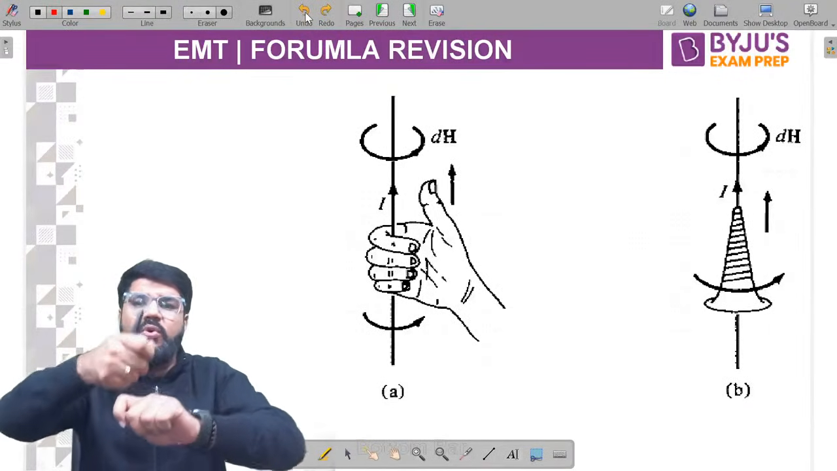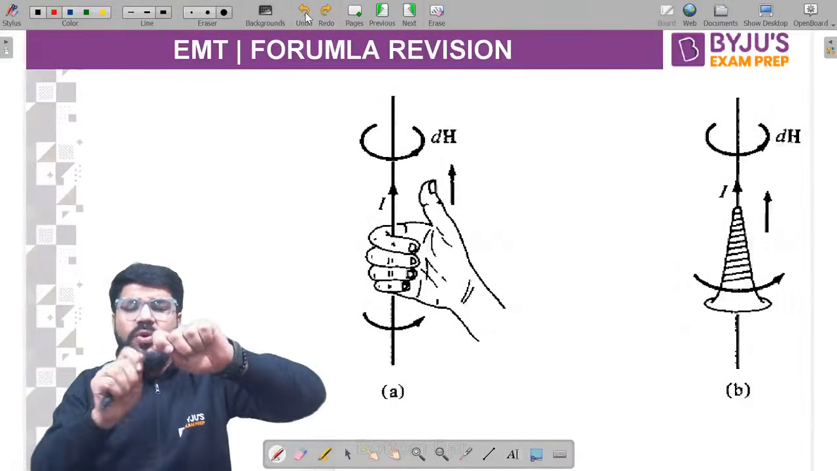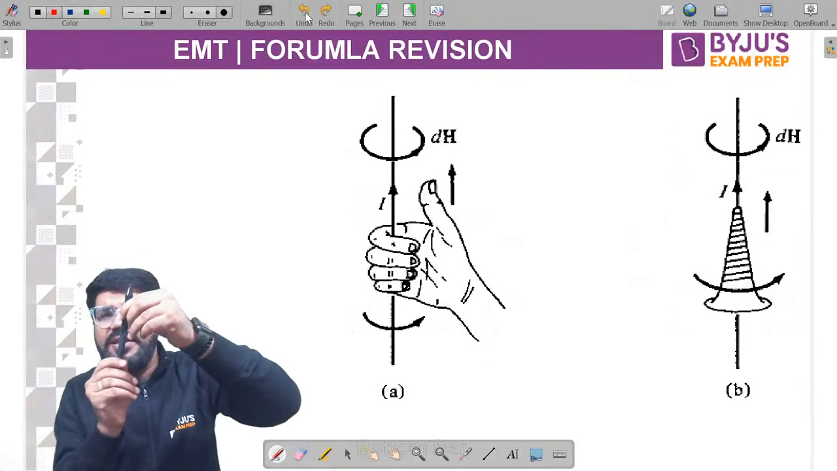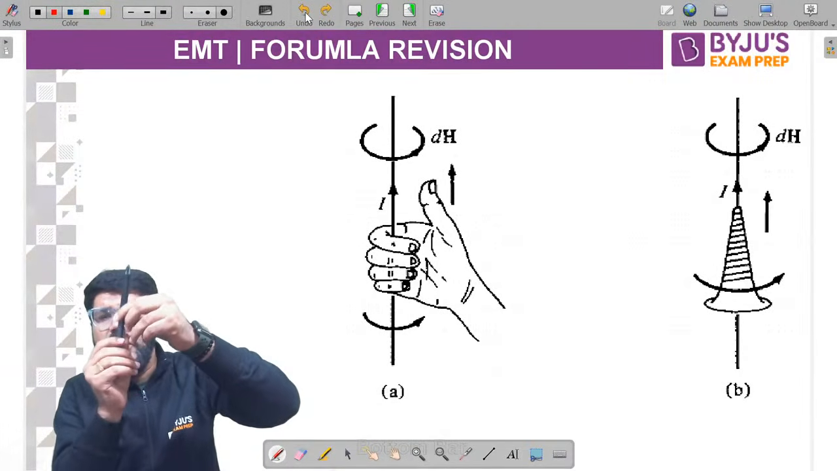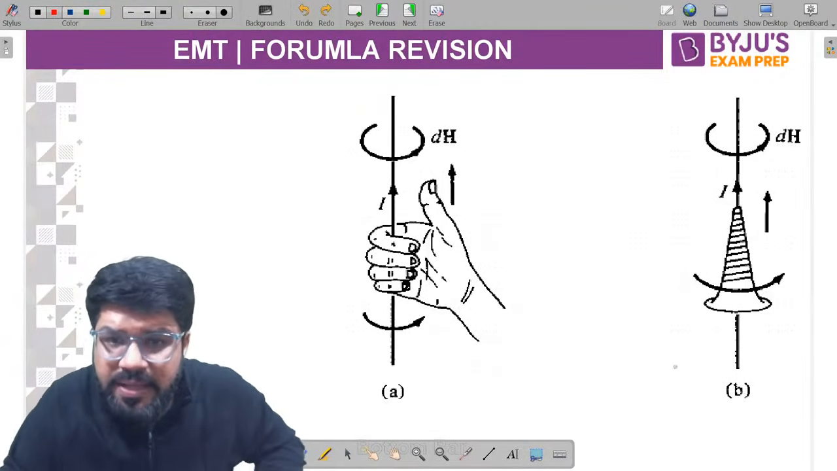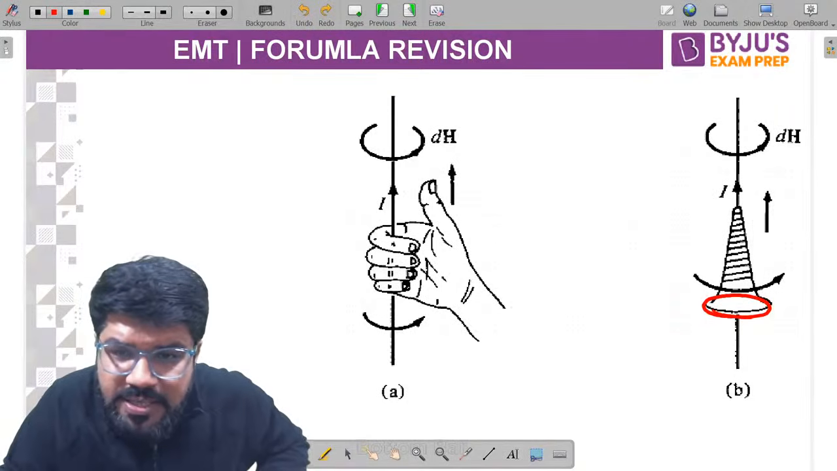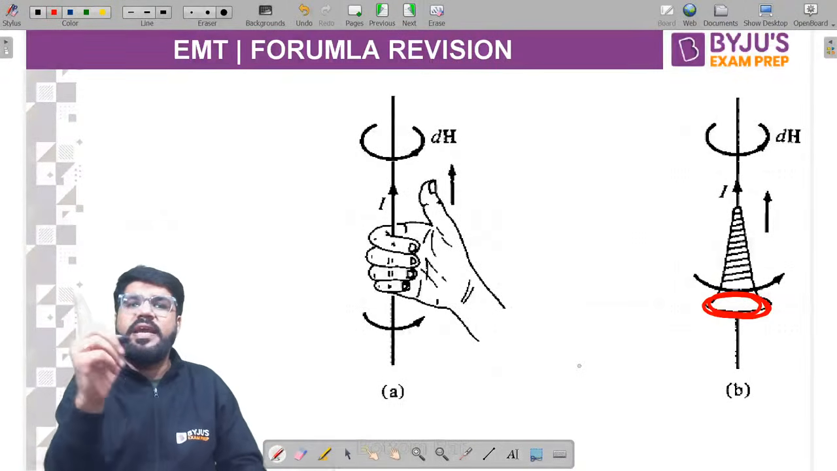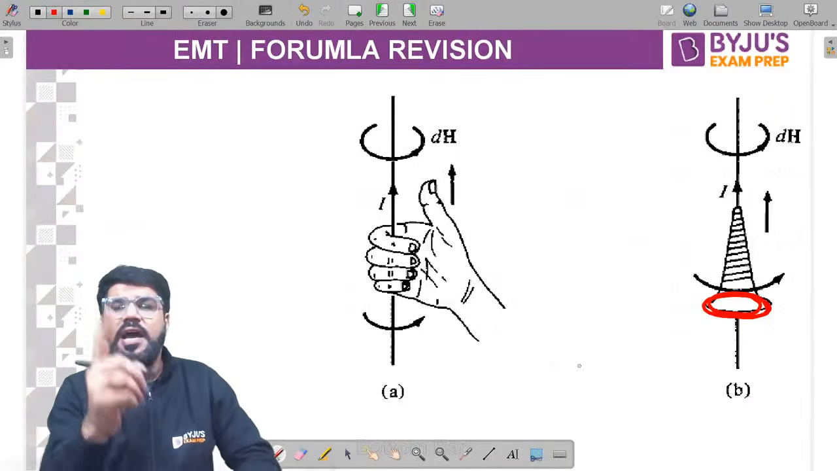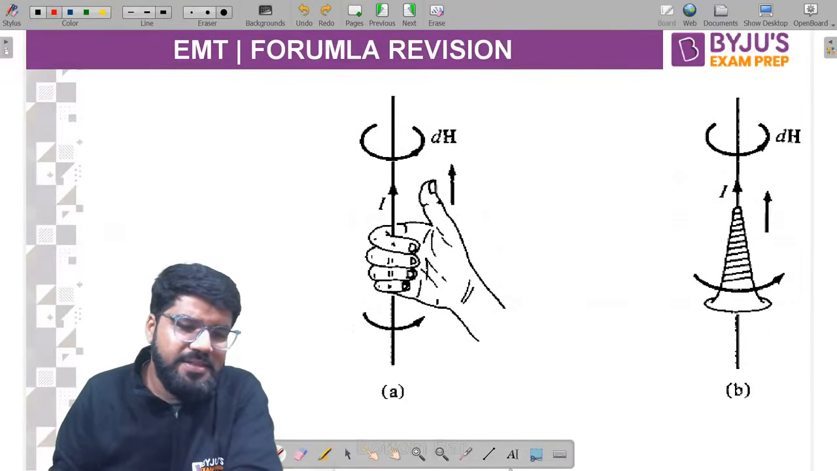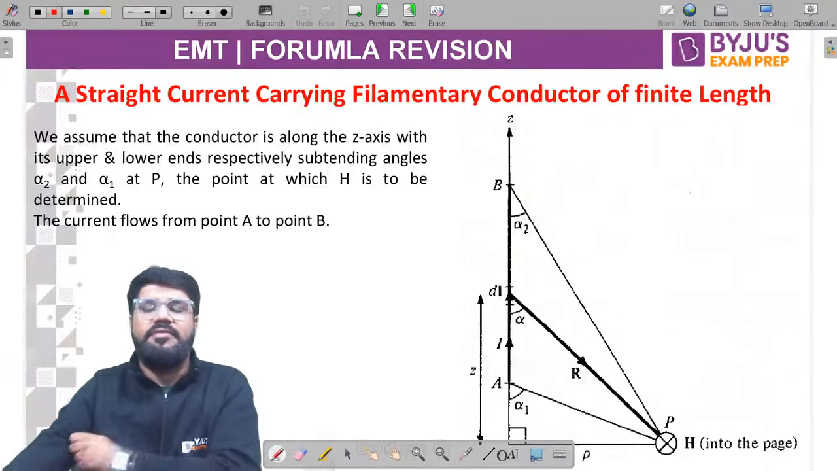The right hand screw rule simply says to try to tighten a screw. Suppose you are fastening a screw, in the direction in which current is there. As I told you, current is supposedly in the upwards direction, so in this direction I will fasten the screw. What is the direction traced by the circular tip of the screw? The direction traced by this circular tip of the screw will be the direction of the magnetic field, which is again in the form of circular rings around the wire. That is the direction of the magnetic field.